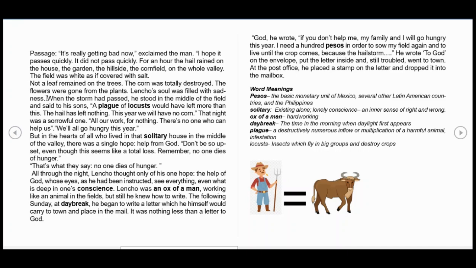Now, when the storm had passed, he stood in the middle of the field and look at the way he compares his loss. He says, a plague of locusts would have left more than this. The hail has left nothing. This year we will have no corn.